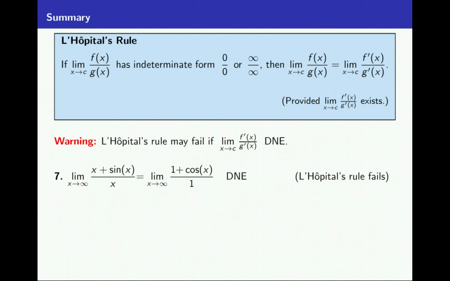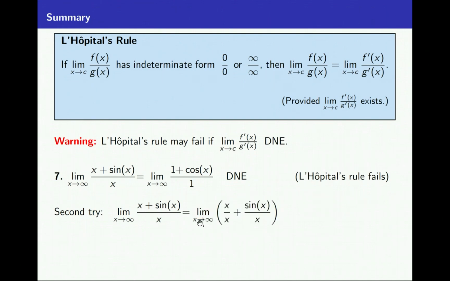I want to point out that you can actually do this limit a different way that does work. Here's our second try. We have the limit as x goes to infinity of x plus sine x over x. We could tackle this by breaking up that fraction into x over x plus sine x over x. And the x over x is 1. And as x goes to infinity, sine x divided by that bigger and bigger number x is shrinking to 0. So this limit equals 1 plus 0, which is 1. So our limit actually did exist, and it equaled 1, but L'Hopital's rule didn't give us an answer. It failed.